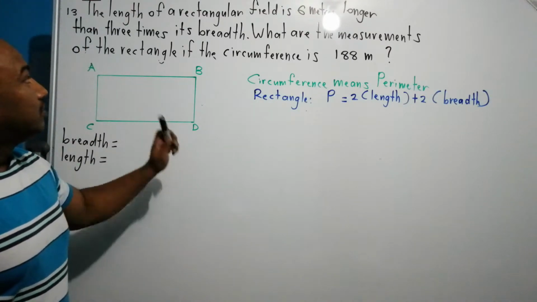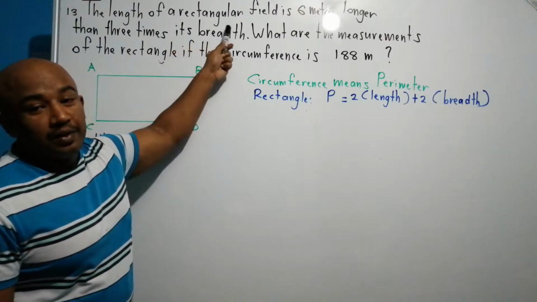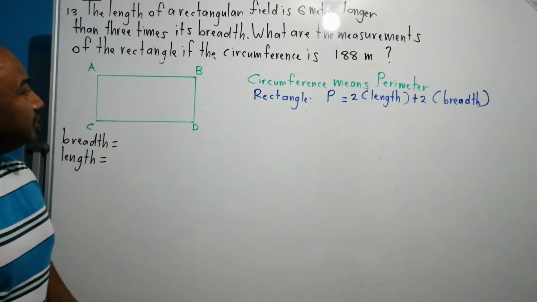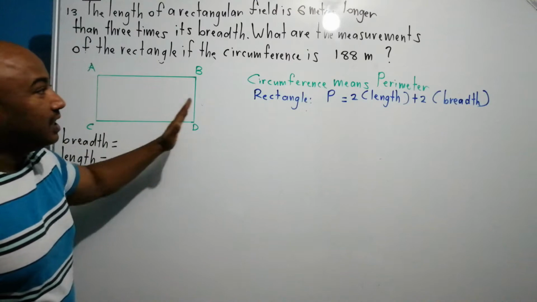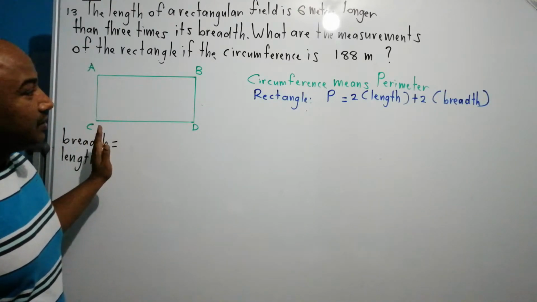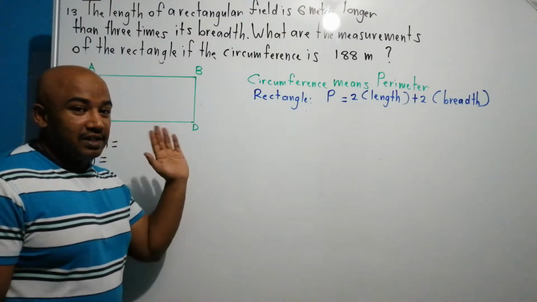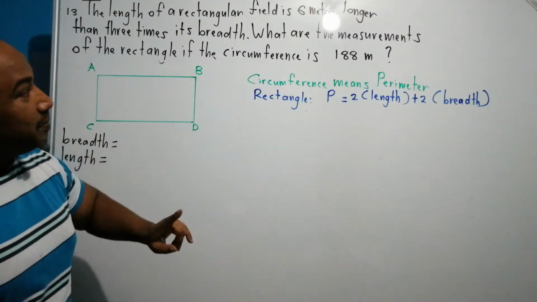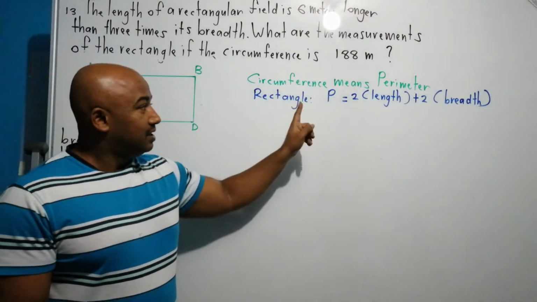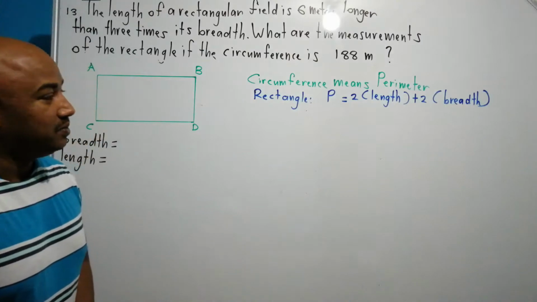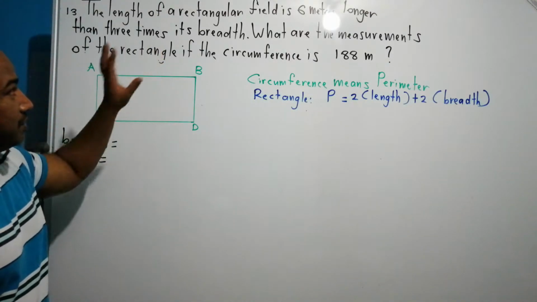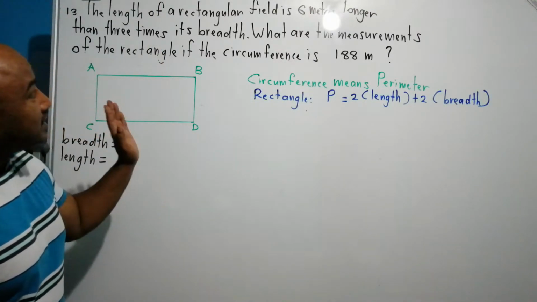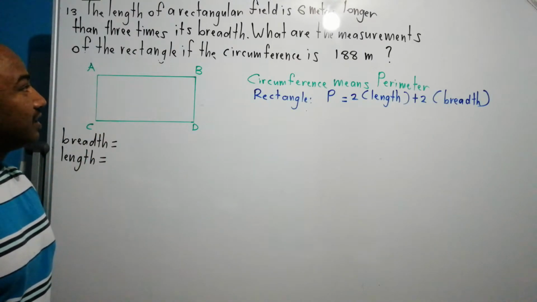Okay, so the main thing here is we are dealing with a rectangle. In a rectangle, opposite sides are equal. The area of a rectangle is length times breadth, and the perimeter of a rectangle is 2 times the length plus 2 times the breadth. Just by reading the words rectangular field, you know you're dealing with a rectangle.